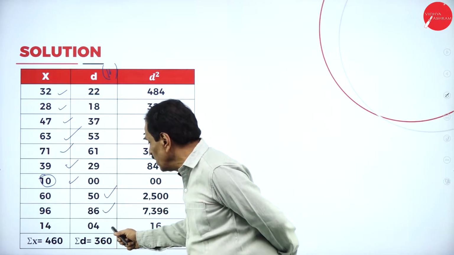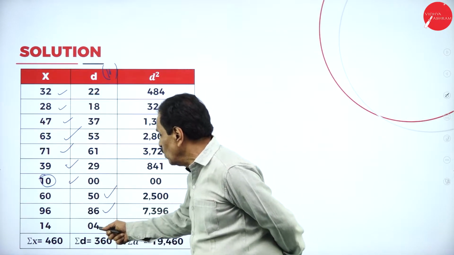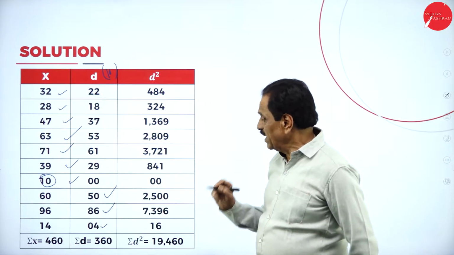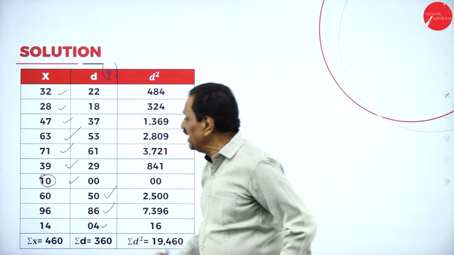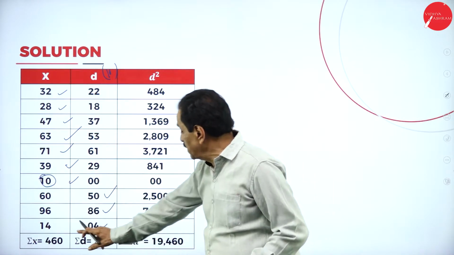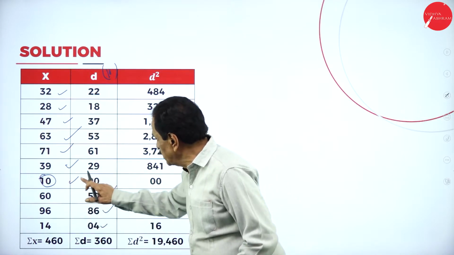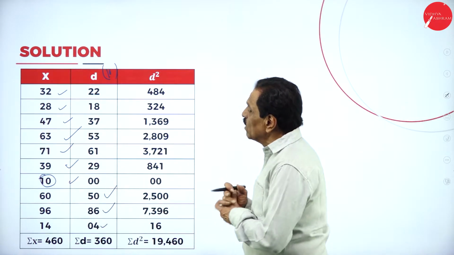Here 4 is there, no? Here you have got 14. How much more? 4. So can you understand? I consider 10 as assumed mean. Here see that 460 is there. Here I took this assumed mean as 0.